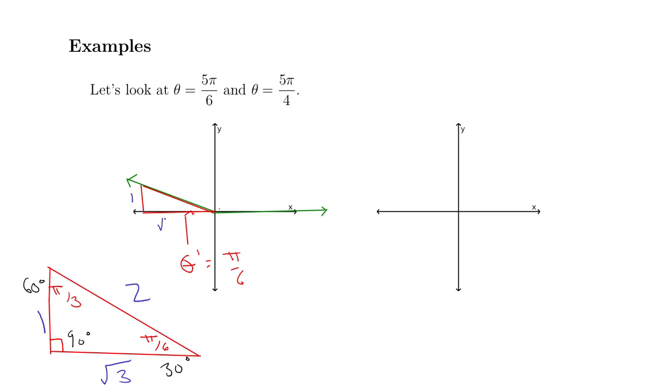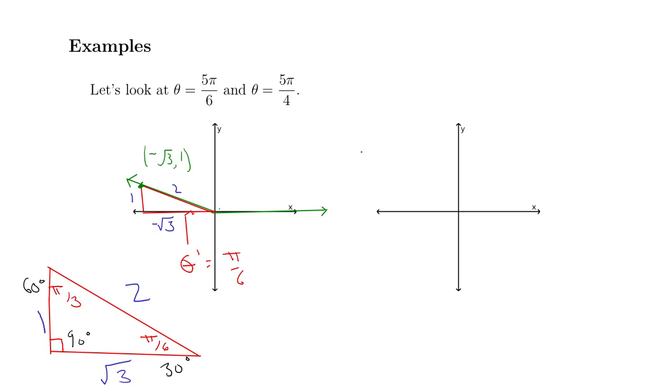1, root 3, 2. Now when we draw it on here, our coordinates for this point are not actually these values, but they're close. Our x value is going to be root 3, but be careful, we're in the second quadrant. This is actually negative root 3. So we have negative root 3, 1.